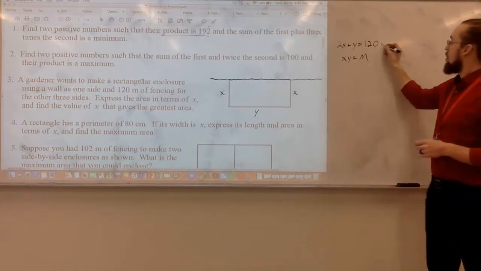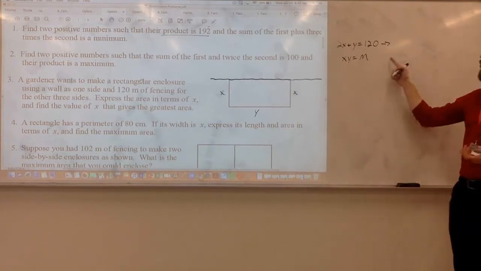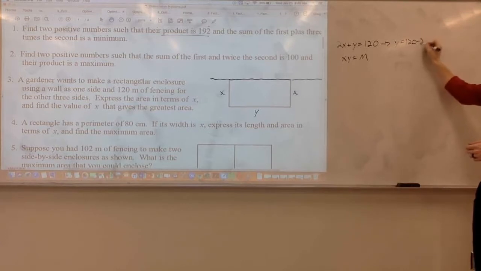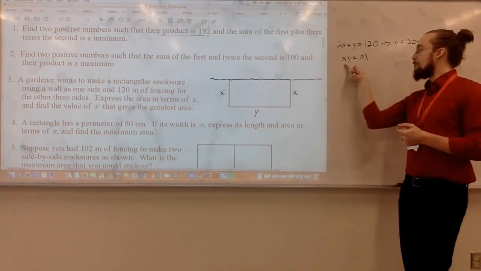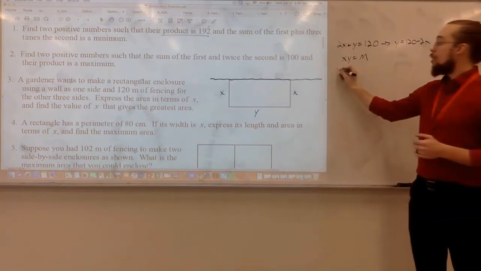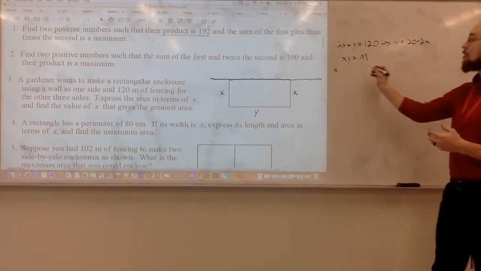Well, it's probably going to be easiest to solve for y. Right? So I can just subtract 2x from both sides. Say y equals 120 minus 2x. Then I can take this and plug it in place of y in the equation that I want to maximize. And we always are trying to write the equation that we want to maximize or minimize in terms of one variable, because that's the one that I want to take the derivative of.